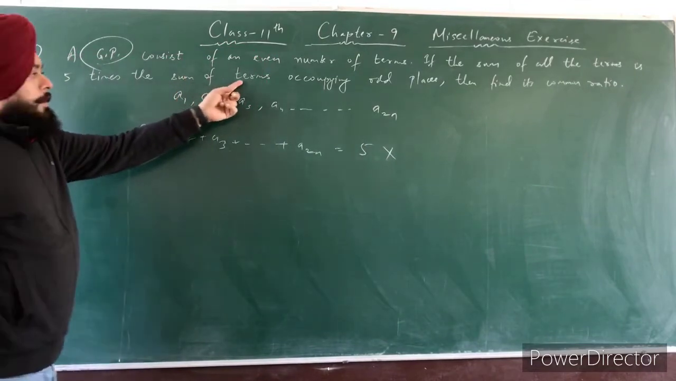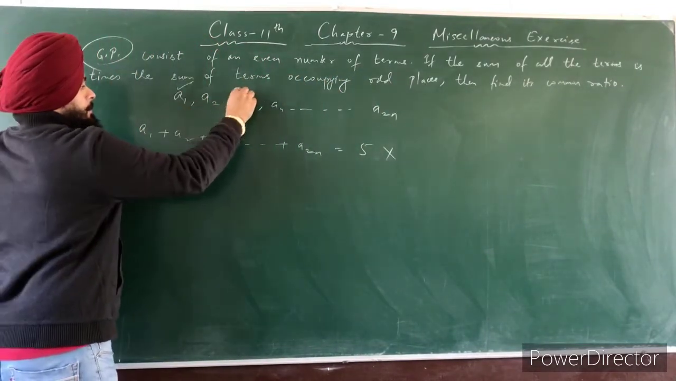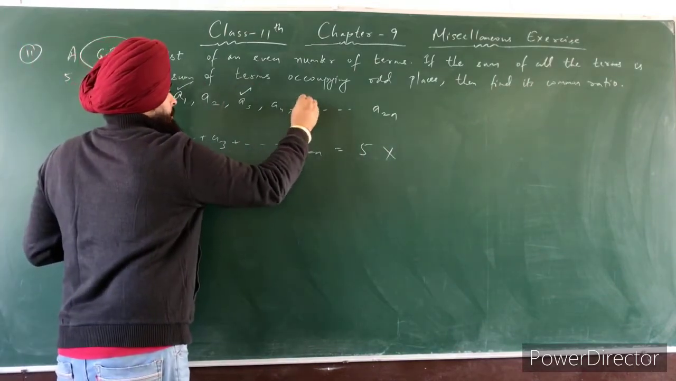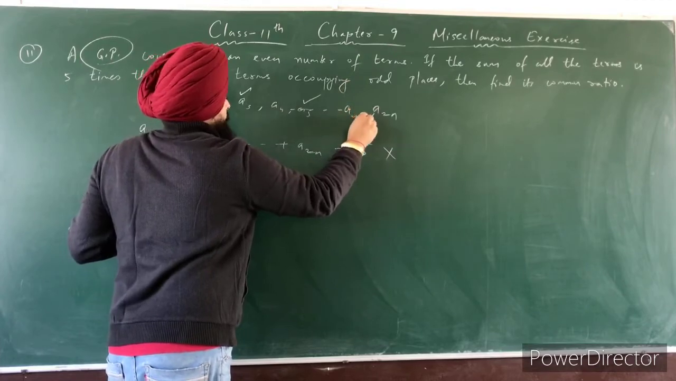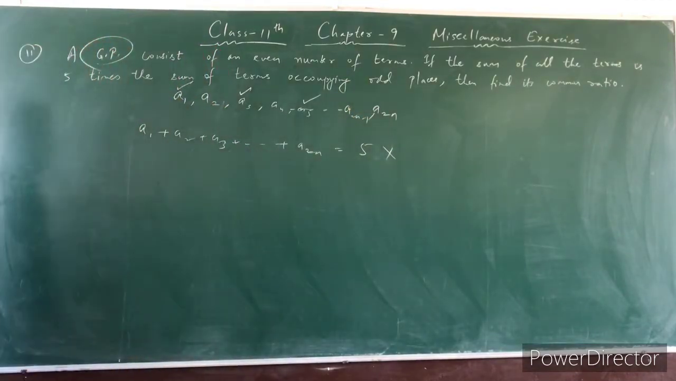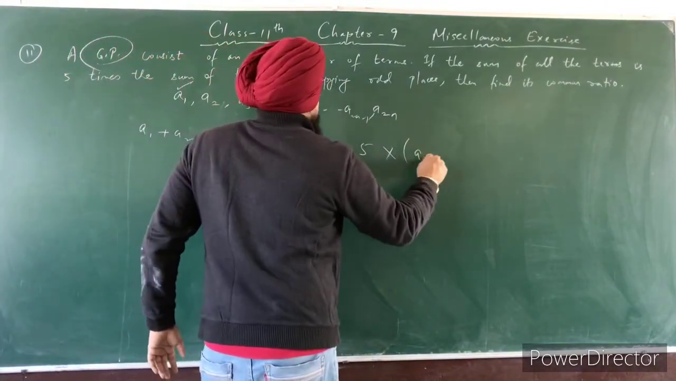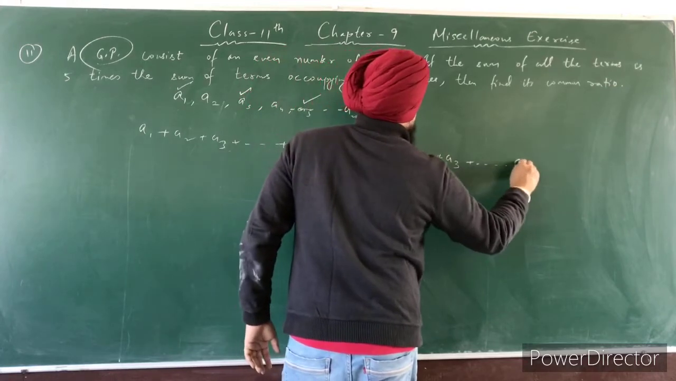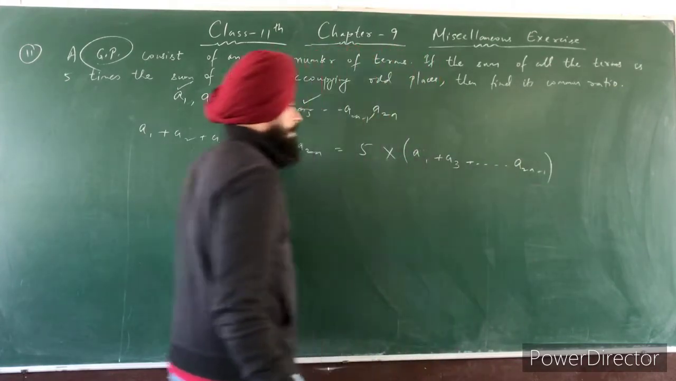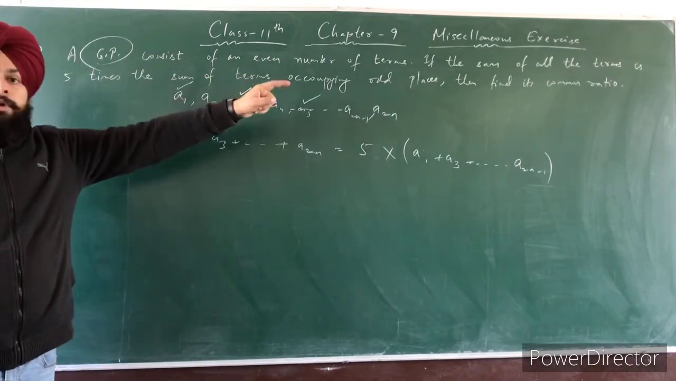the sum of the terms occupying odd places. Odd places are the first term, third term, fifth term, and the term before the last term is a2n minus 1, because there are an even number of terms. So it is a1, a3, up to the last term a2n minus 1. This is the given condition. You have to find the value of the common ratio.